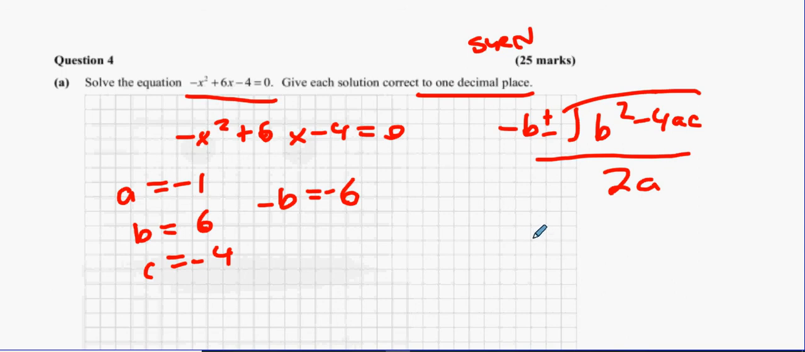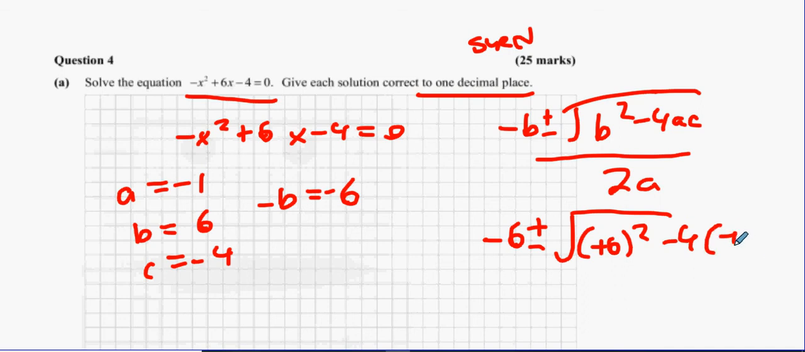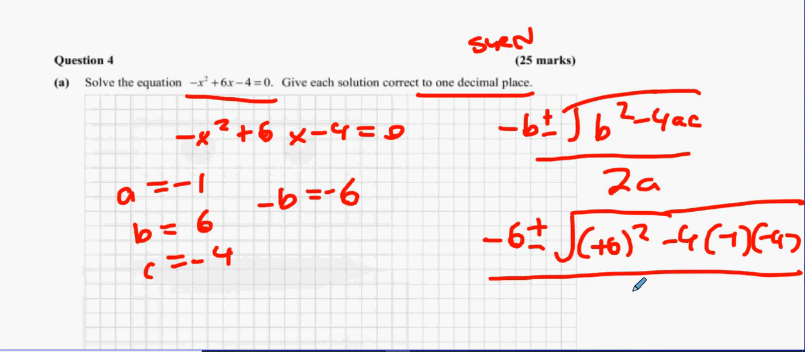Okay? So we get minus 6 plus or minus. I think you'll have this answer ready to go anyway. So what do you get when you put it all into the calculator, Daniel? Anybody have this one done? And what did you get? X equals 5.2. The other one? Yeah. Happy enough? Alright.